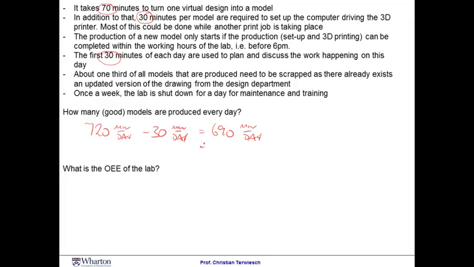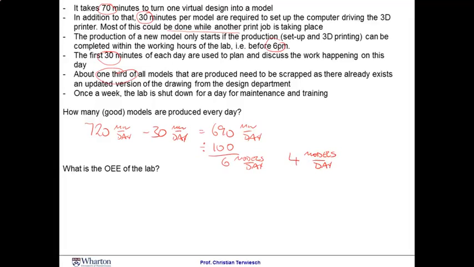So if you take 690 minutes divided by 100 minutes per model, and remember here that you can only start a new job if you're going to finish it before 6 p.m., you see that you're going to get 6 models per day. Finally, of those 6 models, 1/3, i.e., 2, need to be scrapped, and thus it leaves you with 4 good models per day.